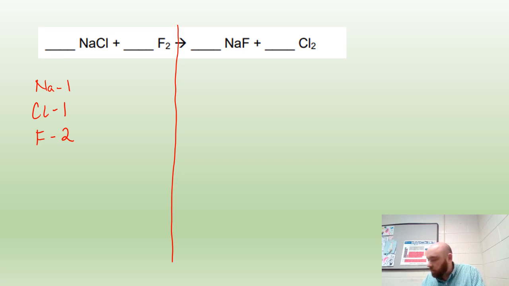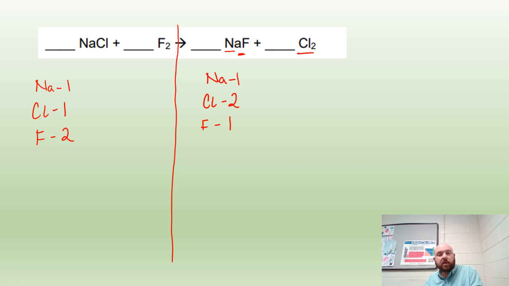In the product side, I will recount the same elements. In sodium, I only see 1 sodium here. I like to keep the same order so that I can make easy comparison on either side of my line. So I'm going to count chlorine next. I see 2 chlorines on the product side. And then I will finish by counting my fluorines, and I only see 1 fluorine there. All right, so I can see that there's an imbalance between chlorines and fluorines.